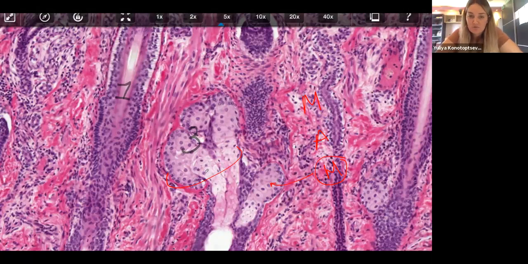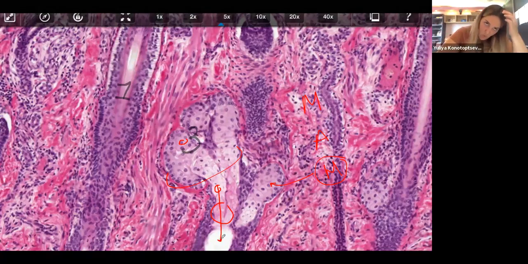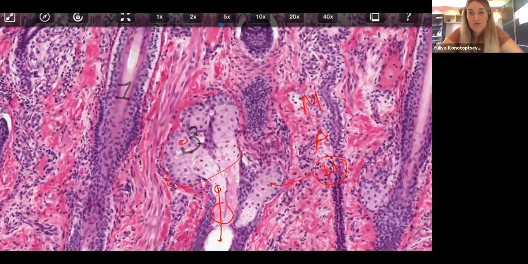Sebaceous glands, do you see? They're dying. Do you see? Nuclei are disappearing slowly. Here we have nice nuclei. Here we have no nuclei whatsoever. The cells are literally killing themselves in order to release the sebum. Sebum is the oil which is covering the hair, right? So this is what we see here.